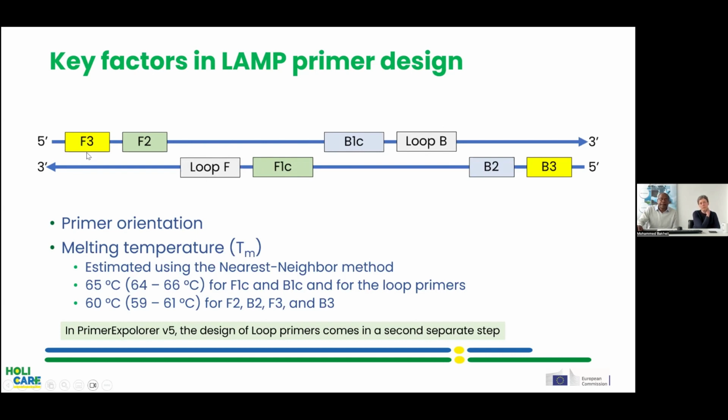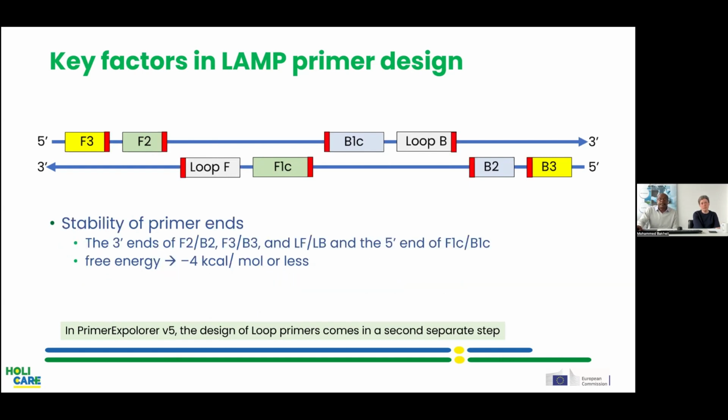For the outer primers, the F3 and the B3, but also the F2 part of the FIP and the B2 part of the BIP, the temperature can be a little bit lower, so around 60 degrees. Considering that your LAMP incubation temperature is going to be something between 60 and 67 degrees.